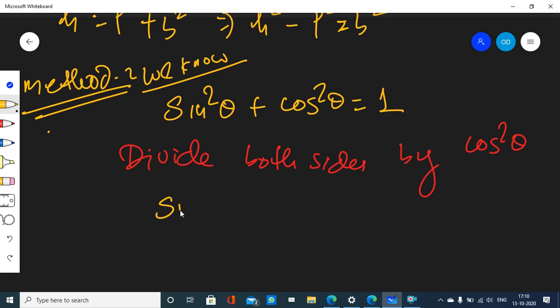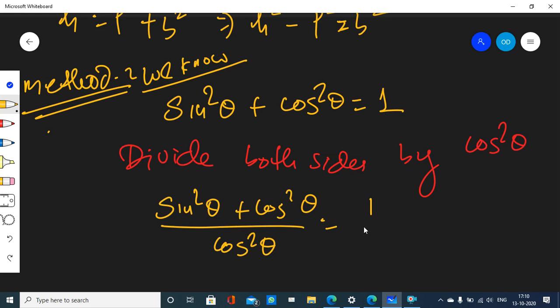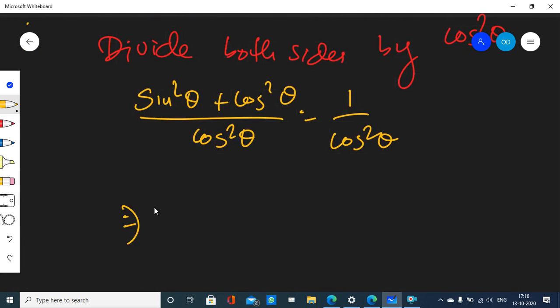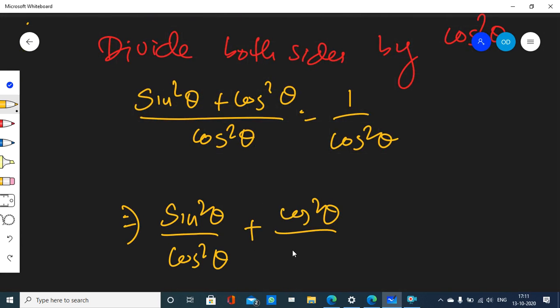So let's divide them. Sin square theta plus cos square theta, divided by cos square theta, will be equal to 1 by cos square theta. I divided the left hand side and right hand side by cos square theta. And what is this? Sin square theta by cos square theta plus cos square theta by cos square theta is equal to, what is 1 by cos square theta?